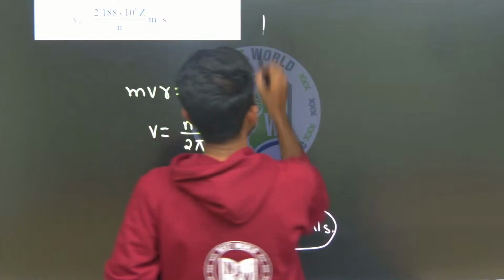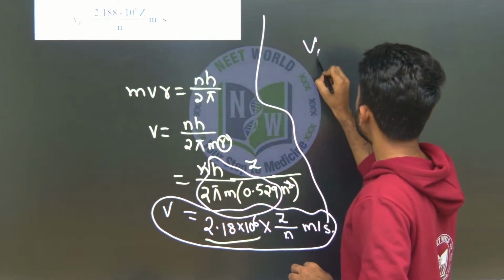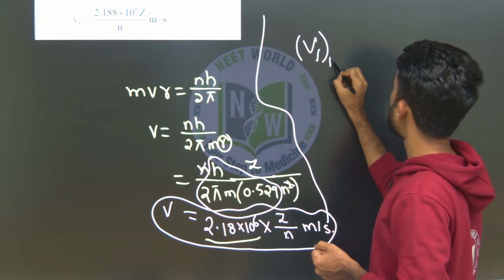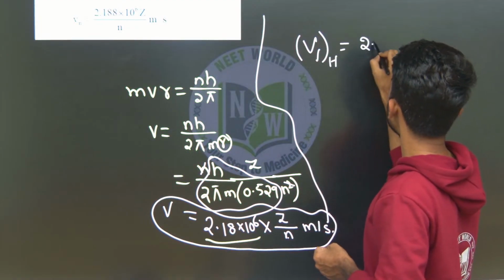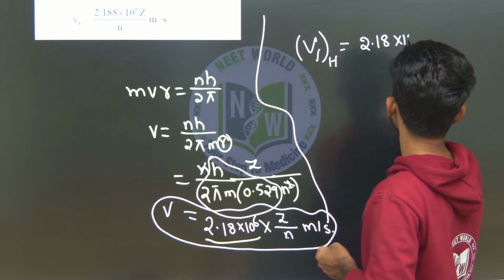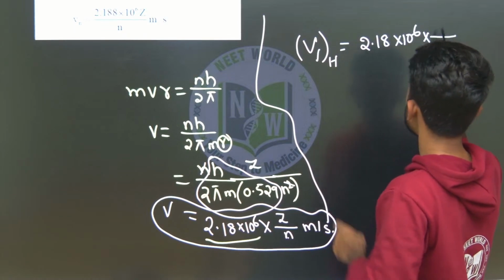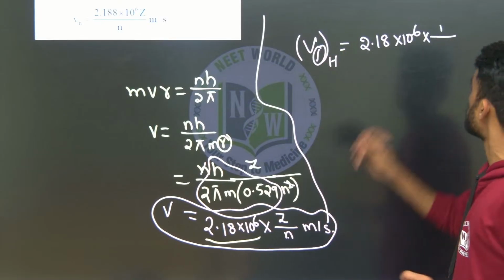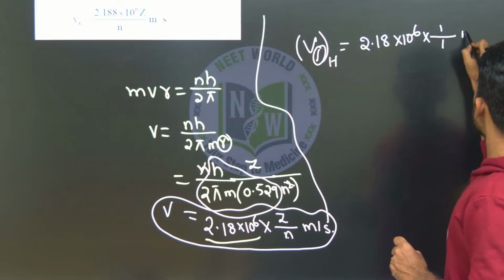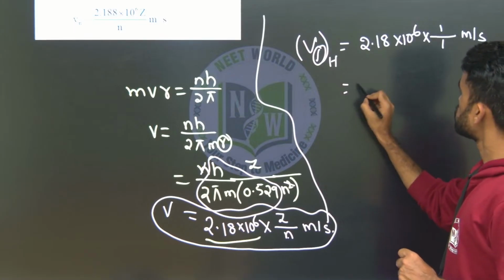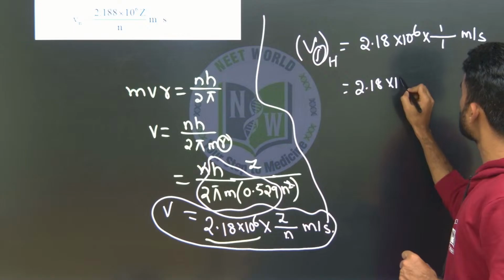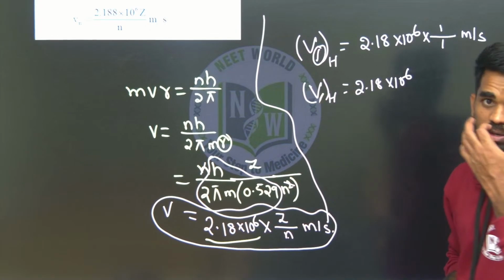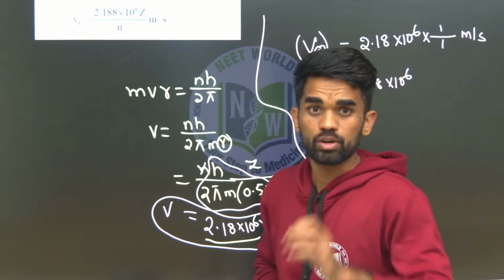Now tell me, what is the velocity of the electron present in the first Bohr orbit of hydrogen atom? You can take 2.18 into 10 power 6 Z, which for hydrogen atom is 1, and it is present in the first orbit, so n is also 1. Meter per second, that's it. So 2.18 into 10 power 6 will be the velocity of the electron in the first Bohr orbit of hydrogen atom.